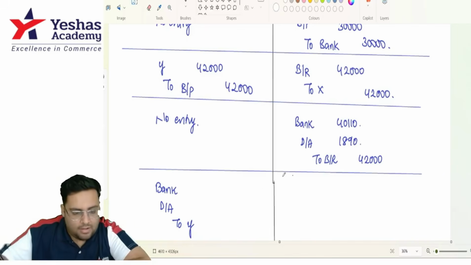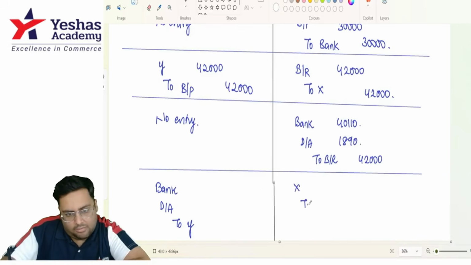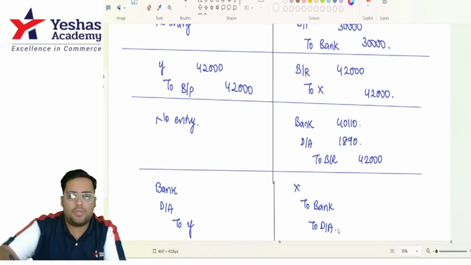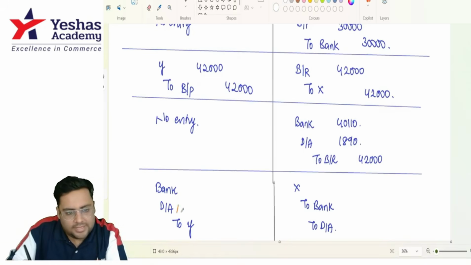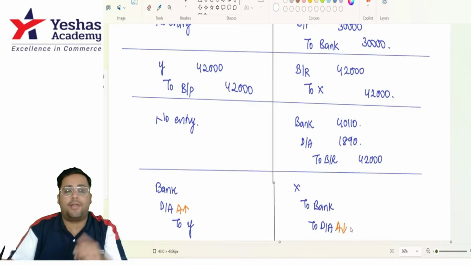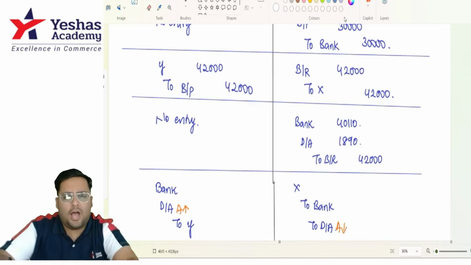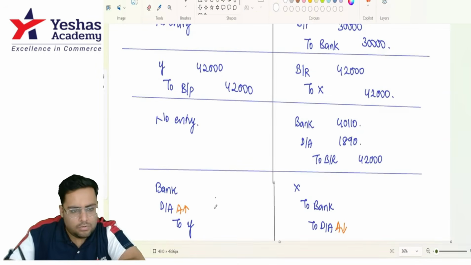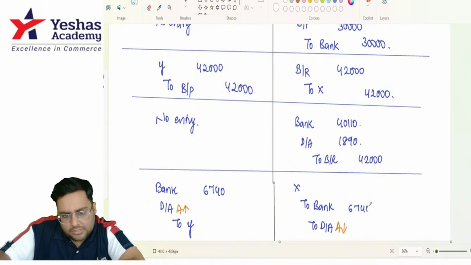And in the books of Y, what will you say? X account debit, to bank, to discount allowed. Simple. Receipt in the books of X, bank to Y. Payment in the books of Y, X to bank. Along with that, in the books of X, discount allowed expense going up. Books of Y, discount allowed expense going down. How much is the cash amount over there? They've given you 6,740, which I had marked in purple color on the screen. 6,740 is the cash component.